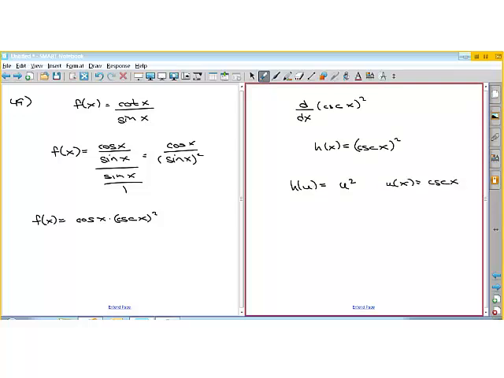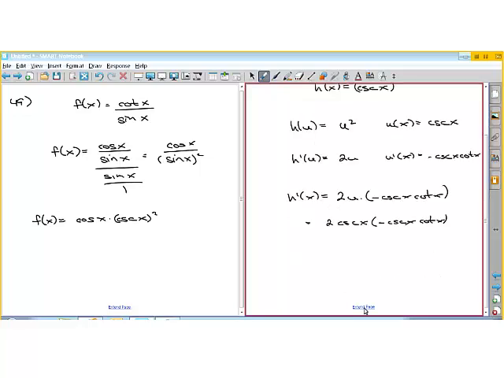Take the derivatives, so h prime of u is 2u, u prime of x is equal to, well, the derivative of the cosecant is negative the cosecant times the cotangent. So h prime of x is 2u times negative cosecant of x cotangent of x. And if you plug in u is cosecant, so you get 2 cosecant of x times negative cosecant of x cotangent of x. And then simplifying it, bring the negative sign out in front with the 2. Combine the two cosecants together, negative 2 cosecant of x squared times the cotangent of x. So that would be h prime of x.